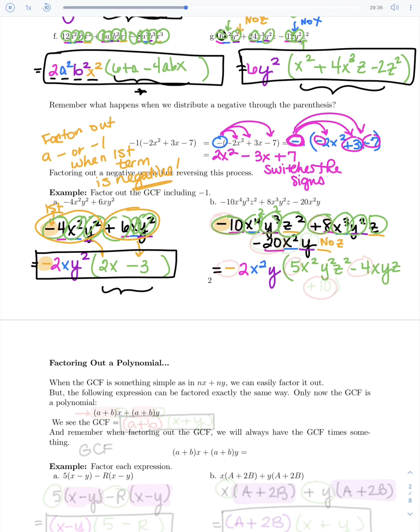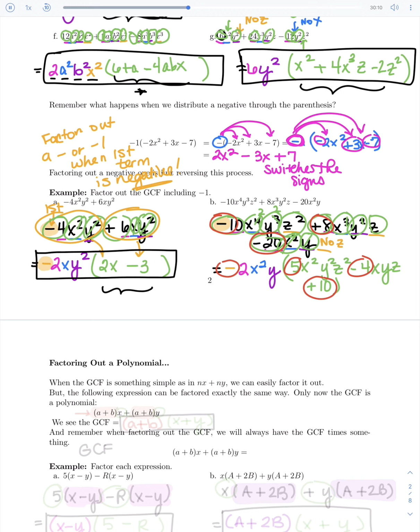Keep on going. -2 goes into -20 as +10. We pulled out 2 x's, so they'll both be gone, and pulled out 1 y, so that will also be gone. So we'll just have the 10, and I can close off my parentheses. Again, I always do a quick double check to make sure I switched all my signs. Negative became positive, positive became negative, and negative became positive. Remember, factoring out a negative should switch all of your signs.